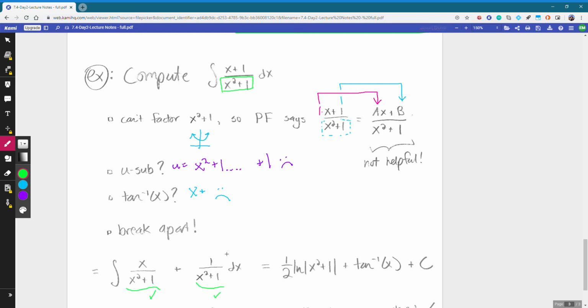And then over here on the right, 1 over x squared plus 1, that is literally the derivative of inverse tangent, and so antidifferentiating gives us inverse tangent. And so right there, those are our antiderivatives.